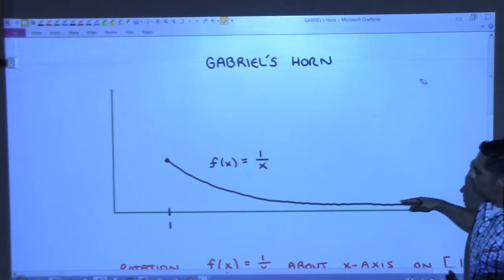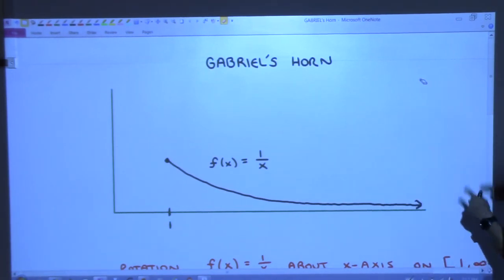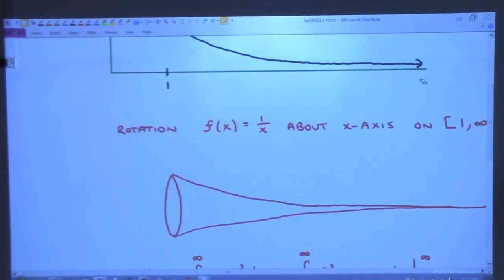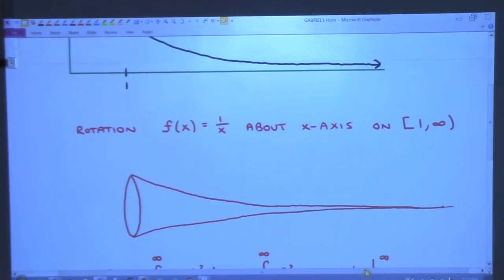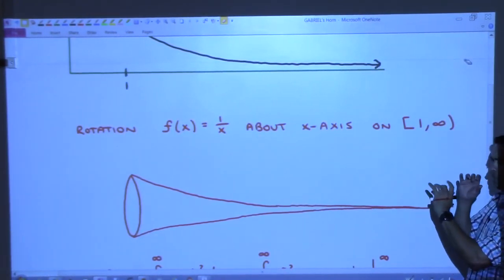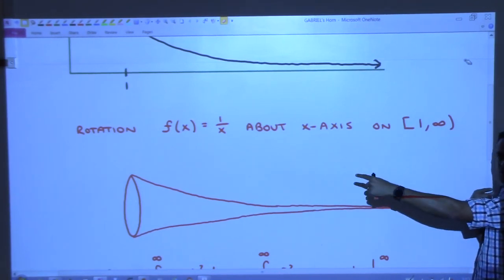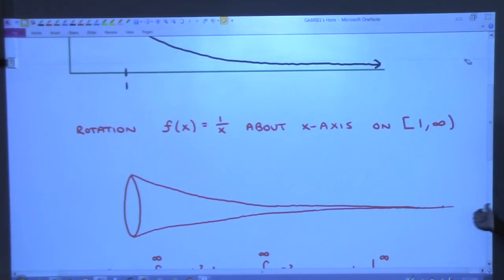What it is, you take this function that goes out to infinity and you wrap it around the x-axis. And when you wrap it around the x-axis, you get this shape called Gabriel's horn, or Gabriel's trumpet. It's like a trumpet, right? But it's like an infinite trumpet. All right, so the end of this does not exist. It goes forever. It gets thinner and thinner as you go.